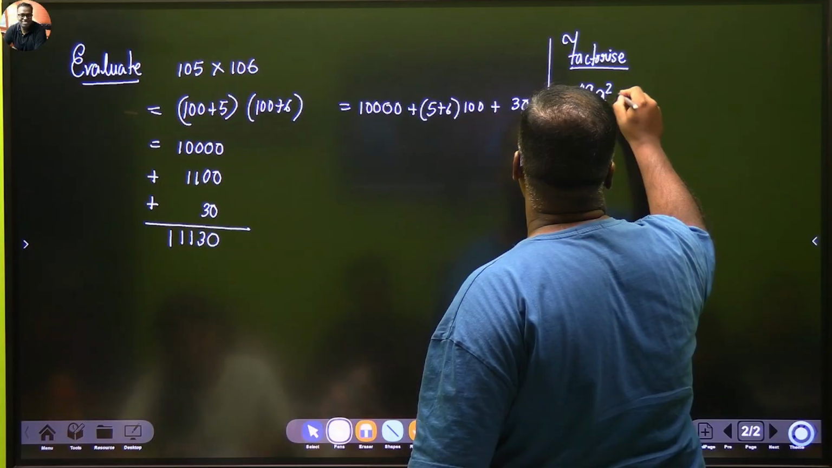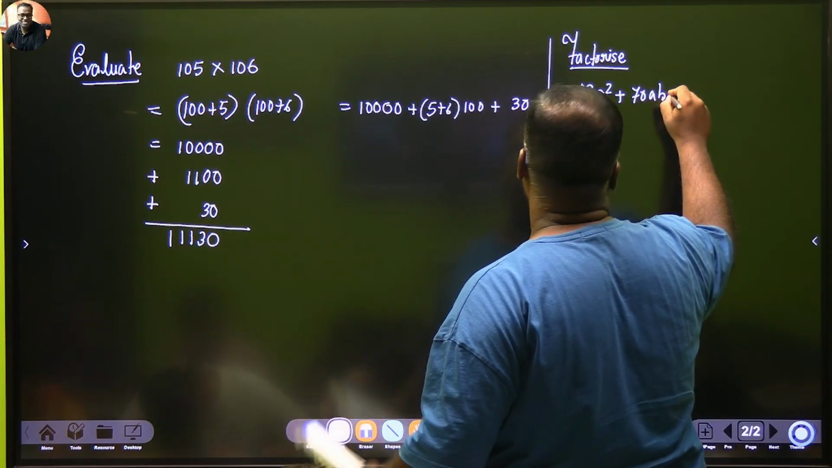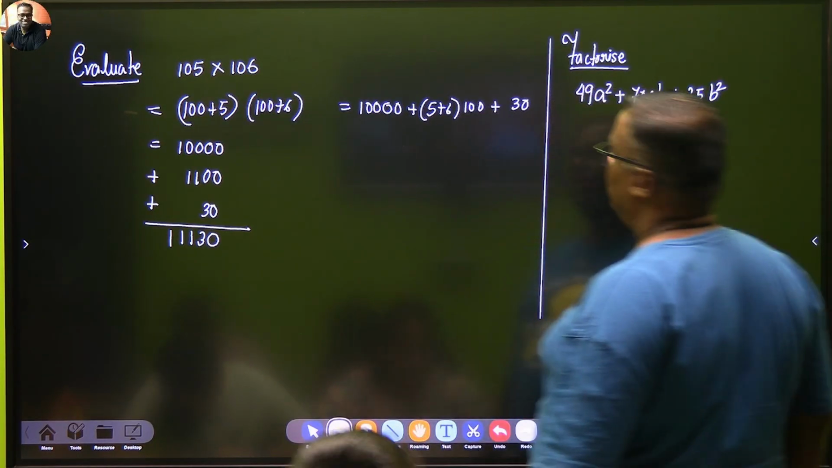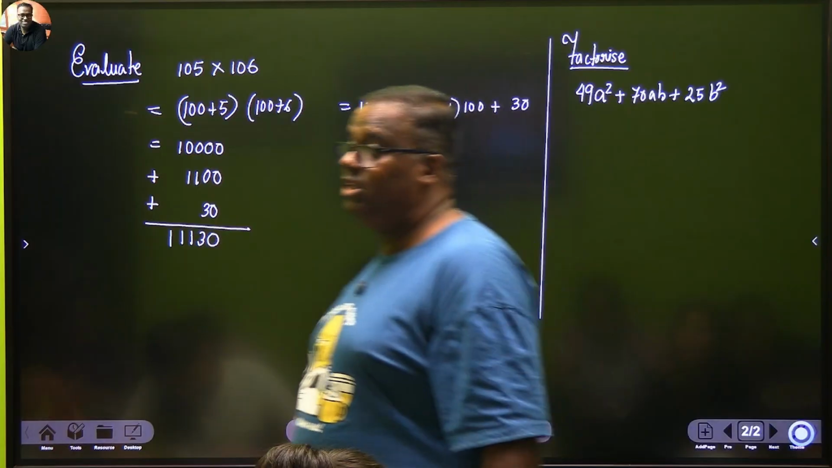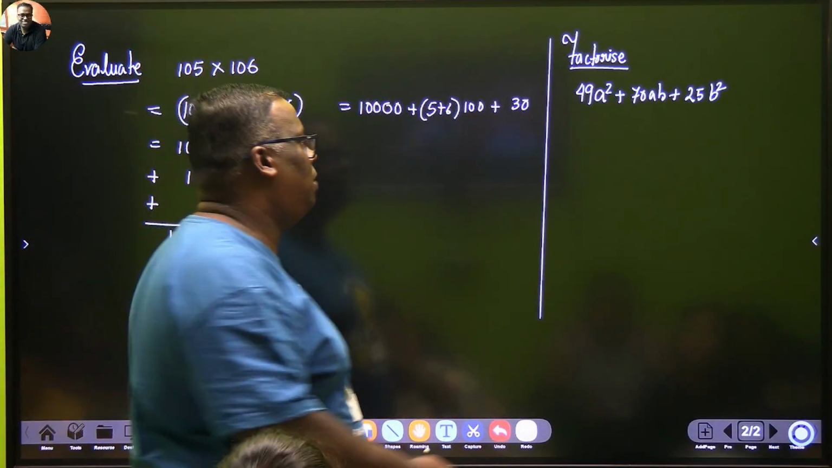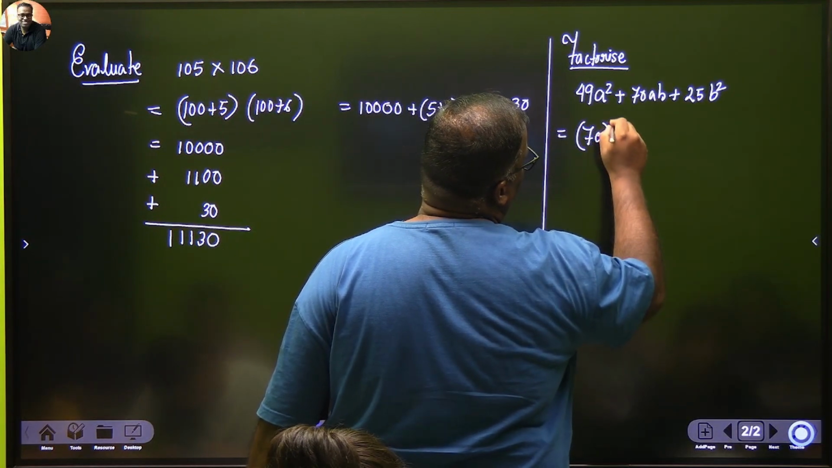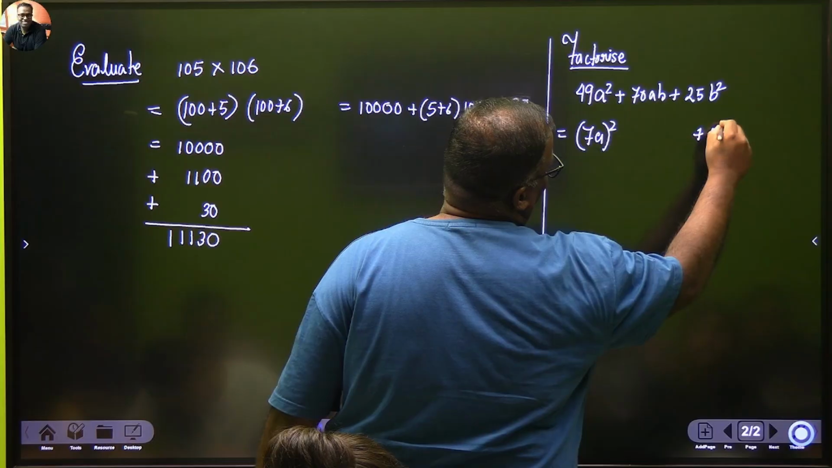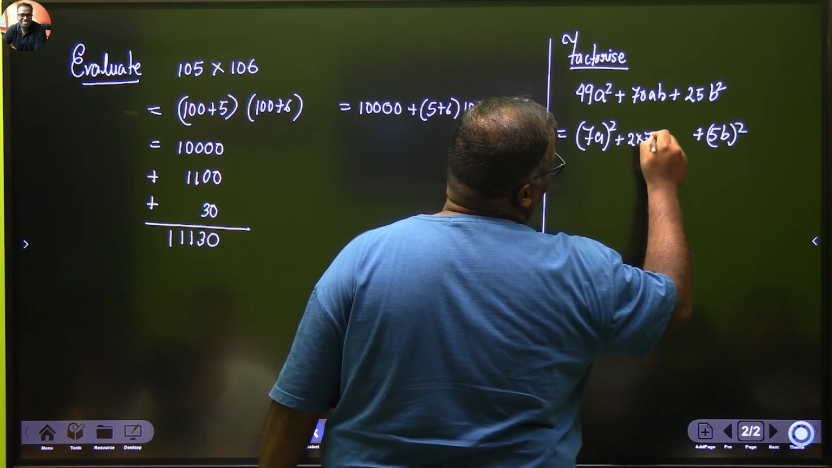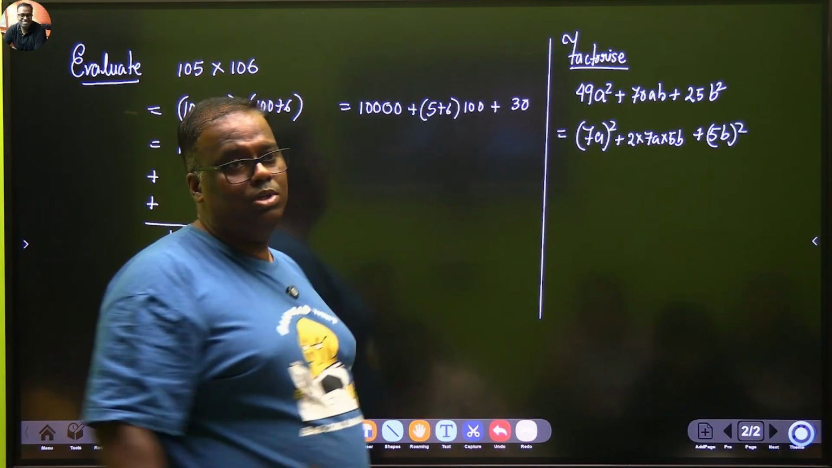49a square plus 70ab plus 25b square. Whenever such problems are given, first say whether an identity can be directly imposed on it. And if you see it properly, they're trying to tease you. 7a square and 5b square. If I make it 2 into 7a into 5b, just see 7 5 35 into 2 is how much? 70.